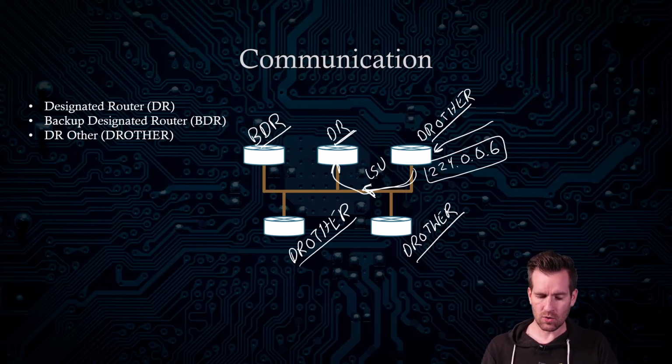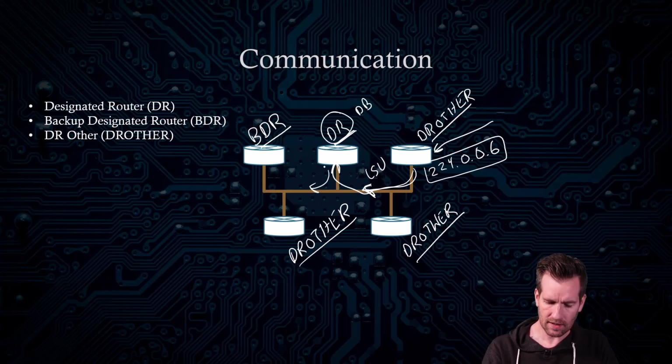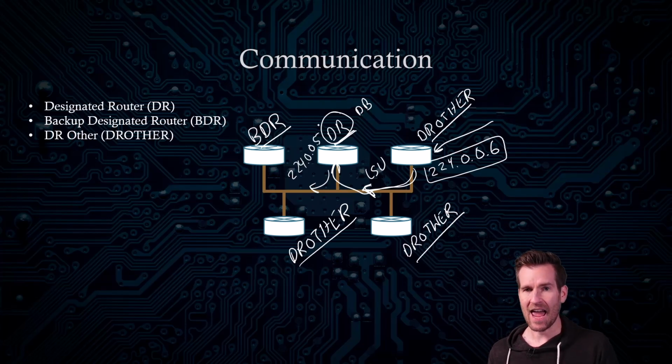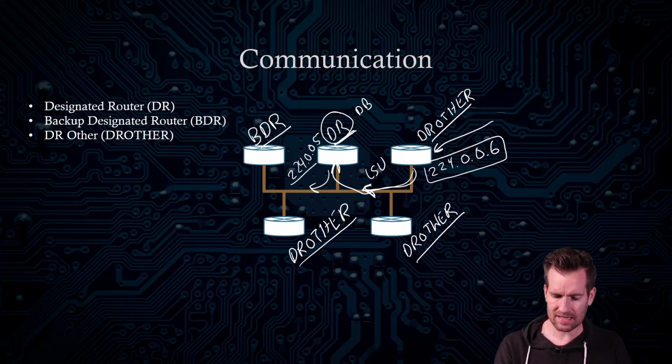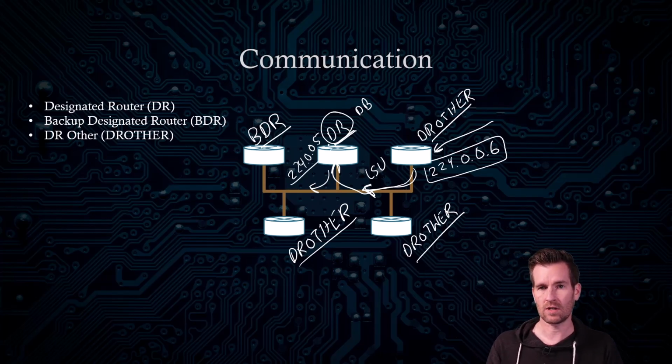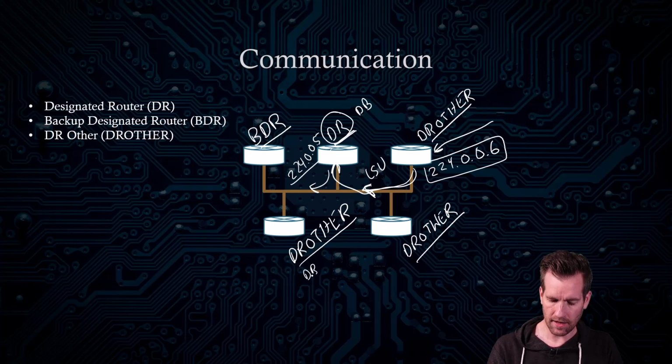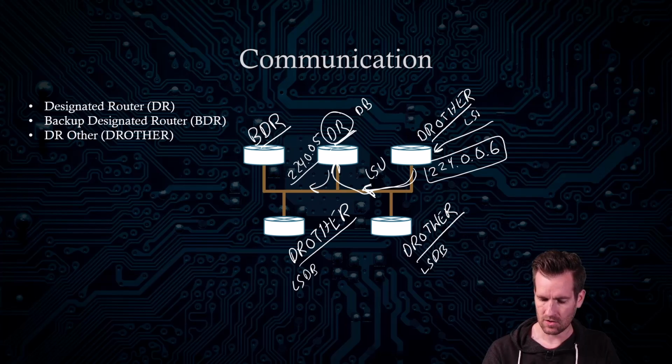Then it's going to update the database that it has, and then it's going to send out a multicast to 224.0.0.5. All of the devices are listening for this 224.0.0.5. And so then they make the changes to all their databases. To be specific, it's the link state database that they're changing.